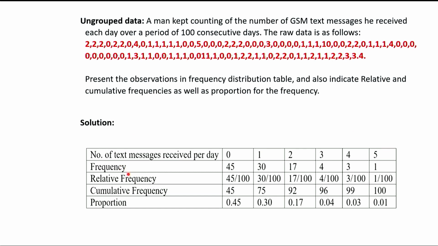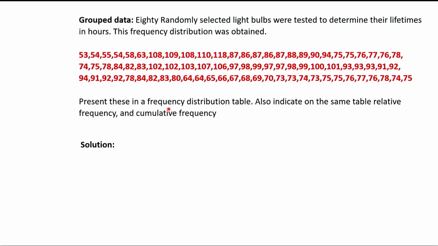We can as well look at the relative frequency. As I've explained before, we just say 45 upon 100, 30 upon 100, 17 upon 100, 4 upon 100, 3 upon 100, and the last one 1 upon 100. While for the cumulative, as I've said, take the first one, 45 plus 30 will give us 75, plus 17 is 92, plus 4 is 96, plus 3 is 99, plus 1 will give us 100. The last column is just the proportion.